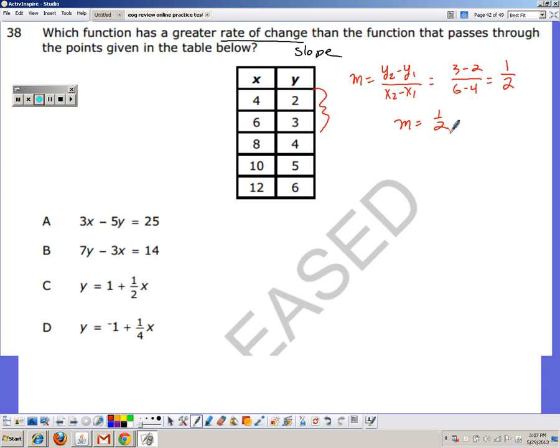We could already eliminate C and D. If you look at D, our slope here is 1/4. That is less than 1/2.